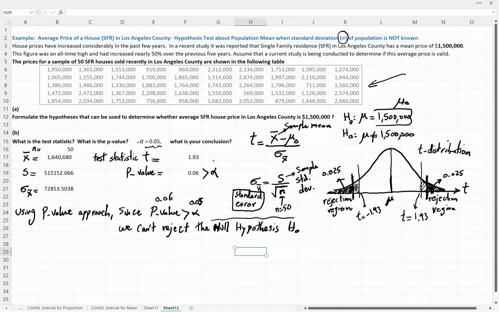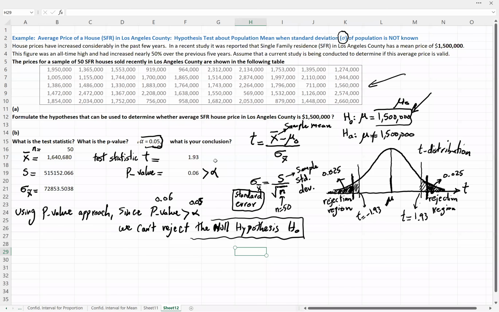Basically, what you're saying is you cannot say that the average price of SFR in Los Angeles County is substantially different from the hypothesized value of mu0, $1.5 million, that is presented in this report. That is our conclusion based on the significance level provided here and the p-value we computed.